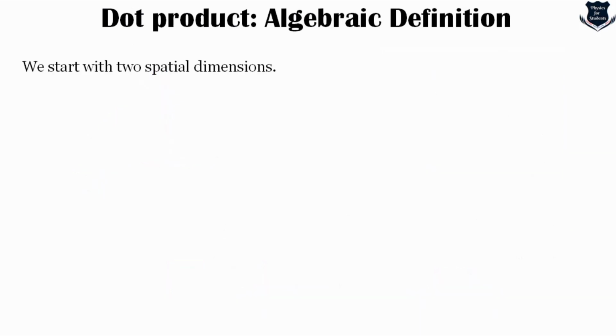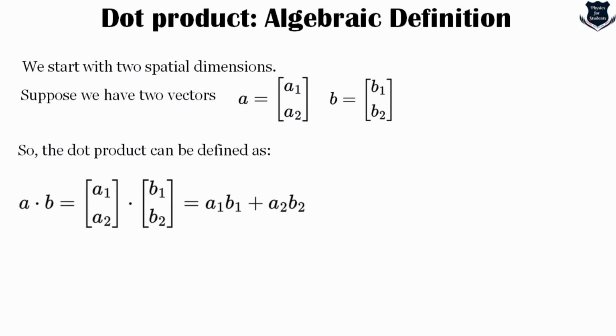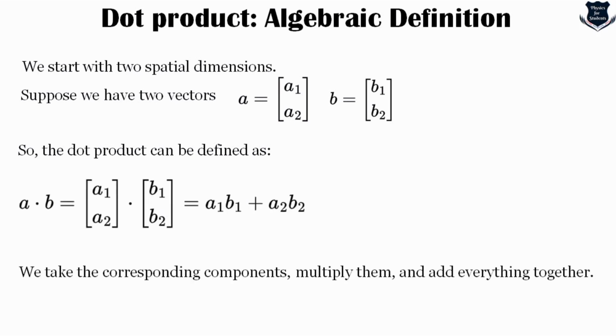Okay, so let me give you an algebraic definition. We start with two spatial dimensions, and suppose we have two vectors, a equals a1 and a2, and b equals b1 and b2. The dot product can be defined as this. What we are doing is taking the corresponding components, multiplying them and adding everything together. So the a1 component gets multiplied with the b1 component and the a2 with the b2. This is a very simple definition for two spatial dimensions.